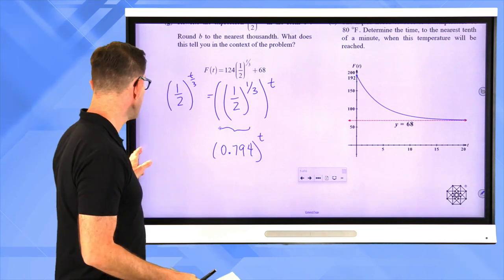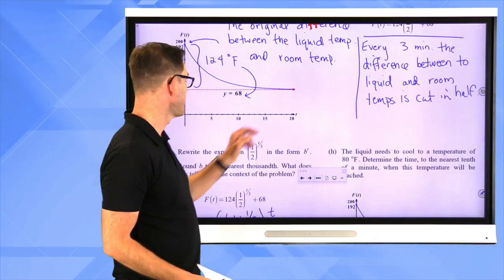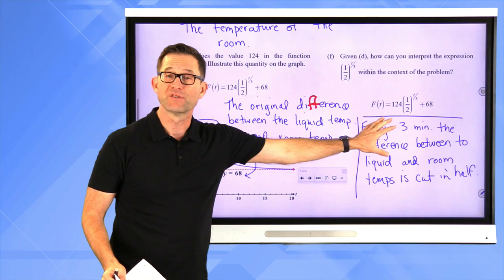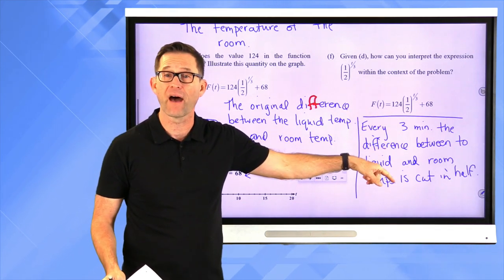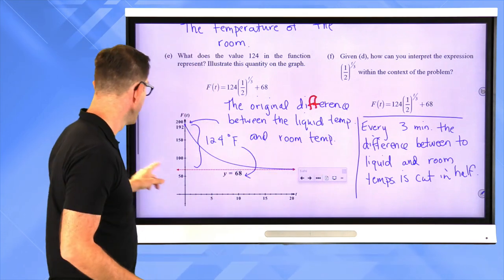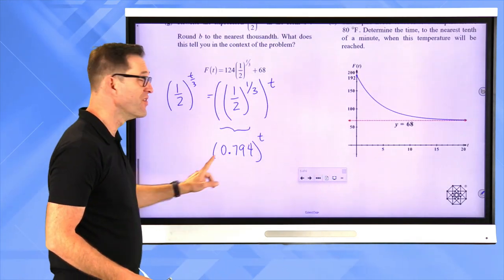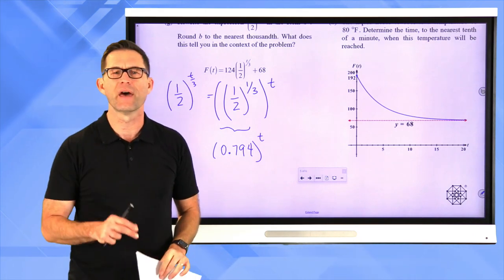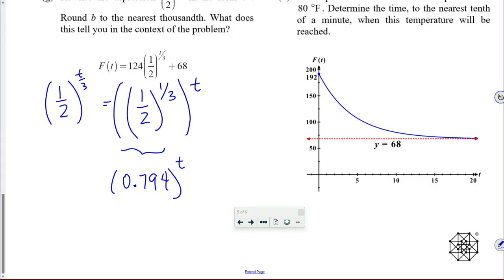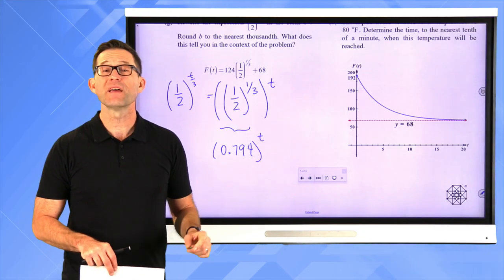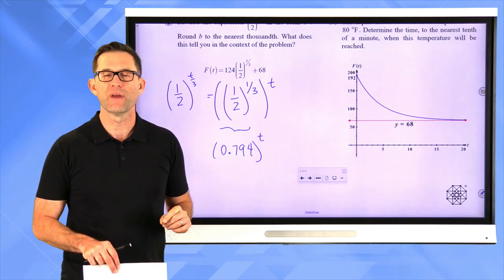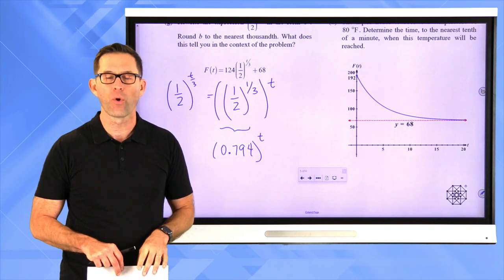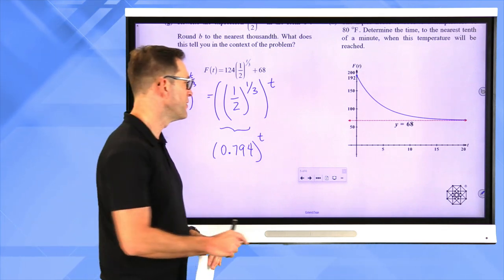So we have one interpretation of the model when it's in this form, which says that the difference between the two temperatures is decreasing by 1/2 every 3 minutes. What does this tell you? Pause the video again and see if you can answer that. Well, this tells us that every minute, the difference between the two temperatures is 79.4% of what it was before.